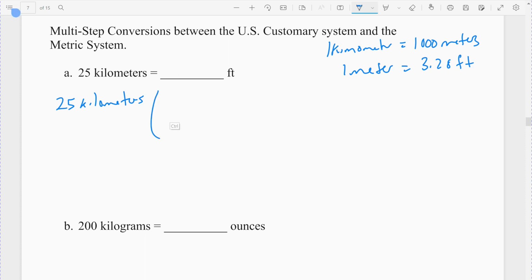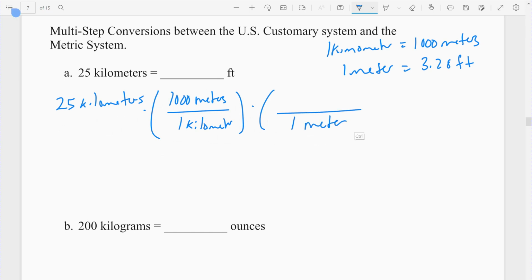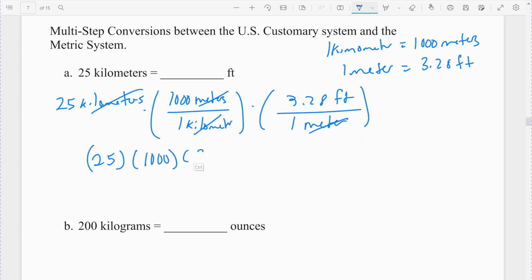So I know for every 1 kilometer is equal to 1,000 meters. And so that's my first step to go from kilometers to meters. And then I'm going to switch from meters to feet. I know that for every 1 meter, it's equal to 3.28 feet. And that gets me what I want. Kilometers cancel out in this step. Meters cancel out in that step. So it's going to be 25 times 1,000 times 3.28. And that's going to leave me with feet, which is what I want.